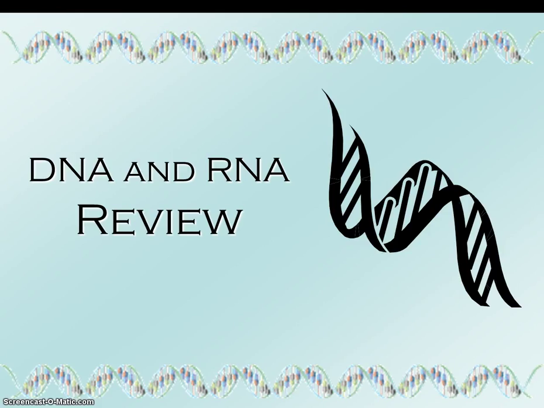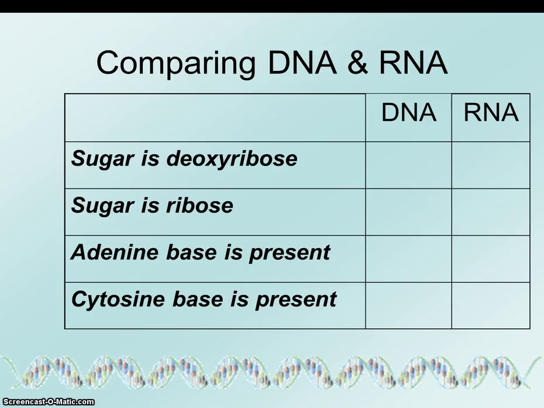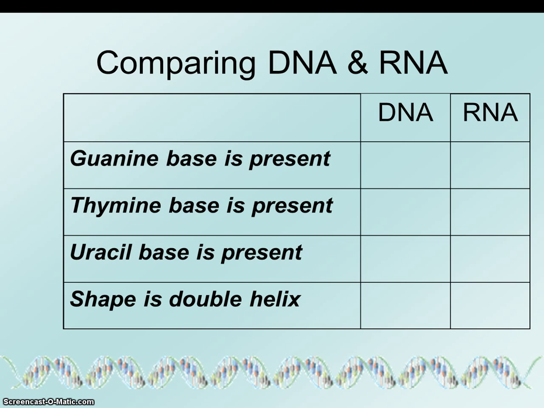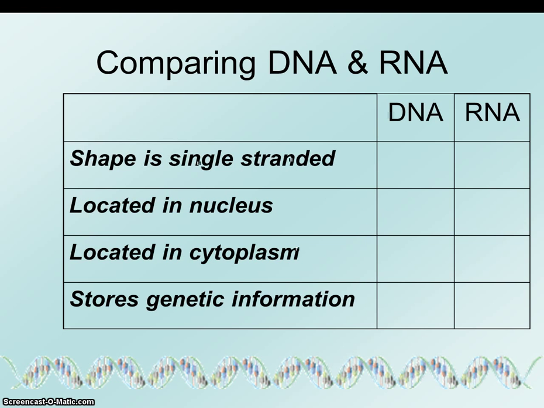Okay, so a quick preview of DNA and RNA. We know deoxyribose is for DNA, ribose is for RNA, adenine is present in both, cytosine is present in both, guanine is present in both, thymine is only found in DNA, uracil only found in RNA, and a double helix, meaning double-stranded, is only going to be DNA. RNA is single-stranded.